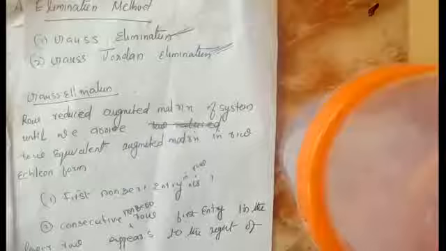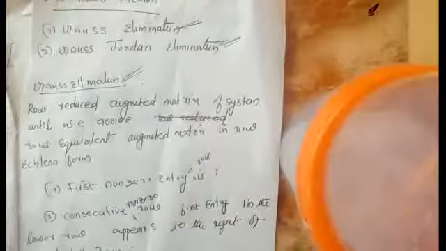So Gauss elimination method. In the case of Gauss elimination method, we will use the row reduced augmented matrix of the system until that row reduced augmented matrix is in row echelon form. First we take an augmented matrix, and on that augmented matrix we will use the row reduced operations until the augmented matrix is in row echelon form.